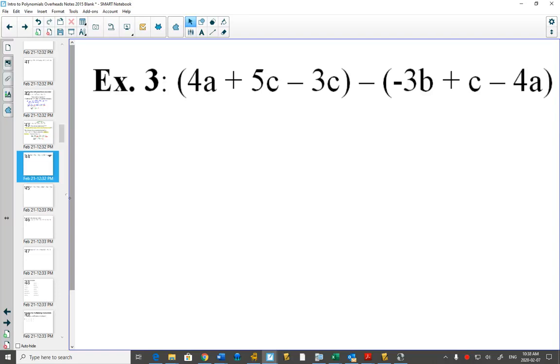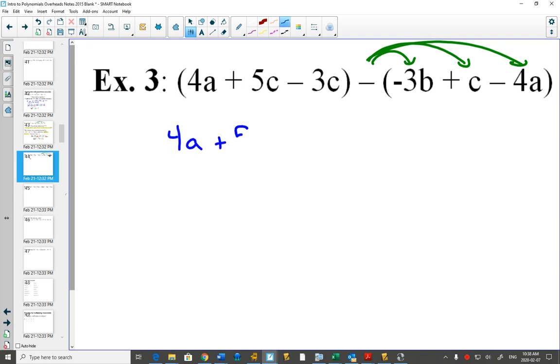Okay, let's do a check. You see the minus out in the sign? That means this minus is going to go to each one of these. We start off by rewriting the first one. And then minus a negative, that will make that one plus. Minus a positive, that one will switch to negative. Minus a negative, that one will switch to positive.